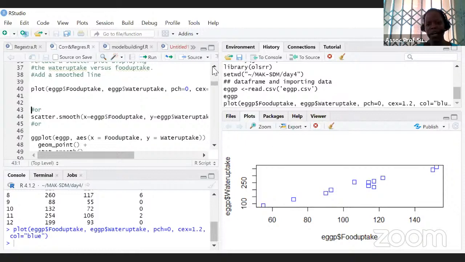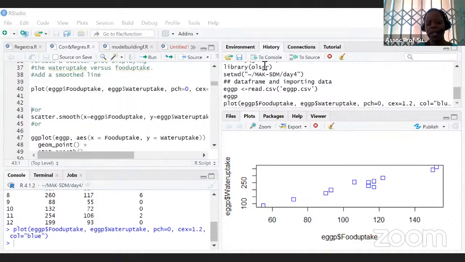Is the graph clear? Do I need to zoom or I don't need to zoom? Is the graph clear? Do you see the graph in the bottom corner? Okay, thank you very much.